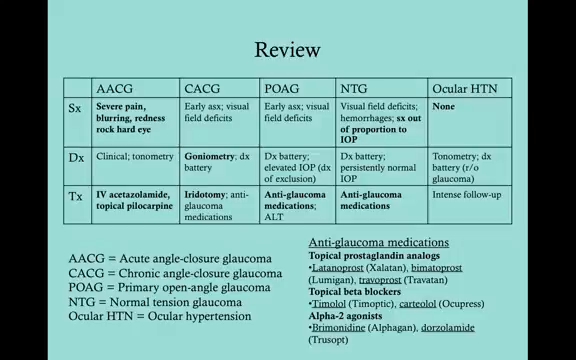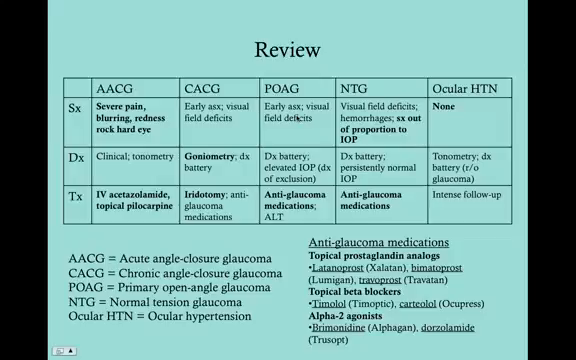Okay, so to review here, acute angle closure glaucoma is distinguished by its severe pain, blurring, redness, and rock-hard eye. It's diagnosed primarily clinically, and you'll use acetazolamide and topical pilocarpine. Chronic angle closure glaucoma is much different. It's more like primary open-angle glaucoma, and that's early, asymptomatic. Ultimately, it'll develop visual field deficits. You'll differentiate chronic angle closure glaucoma via goniometry. That will show you your closed angle, along with your diagnostic battery. The treatment here is iridotomy as well as anti-glaucoma medication.